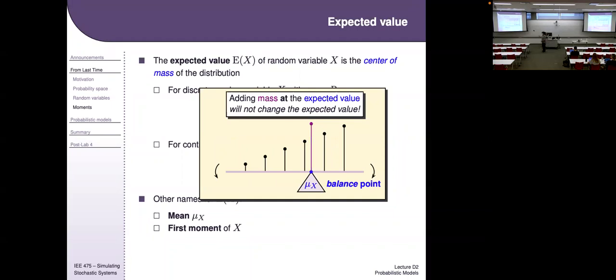Any outcomes that I add exactly at the mean will not change the mean. It's exactly like center of mass. If you put a bunch of mass at the center of mass, it doesn't move the center of mass any. So this is what we mean by outliers shifting the mean: the closer you put outcomes toward the mean, it's not going to change the mean.